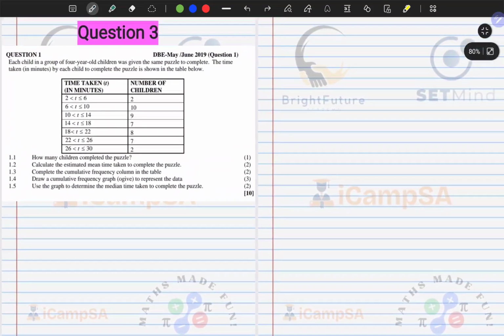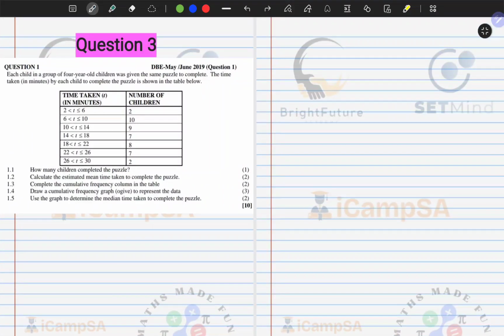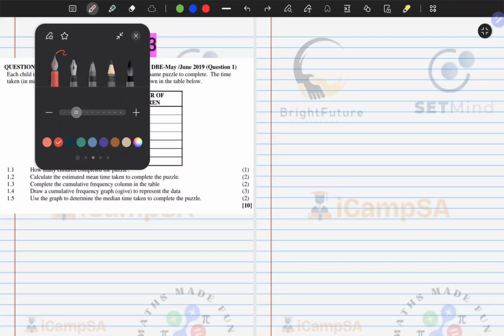And this is question number 3. So question number 3, if you look carefully, it comes from the May-June 2019 exam, and that was question 1. So we are told that each child in a group of 4-year-old children was given the same puzzle to complete. The time taken in minutes by each child to complete the puzzle is shown below. So now we are asked how many children completed the puzzle.